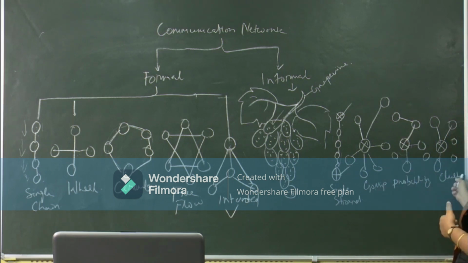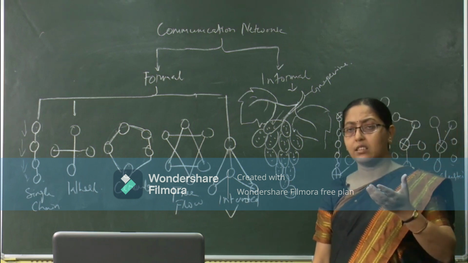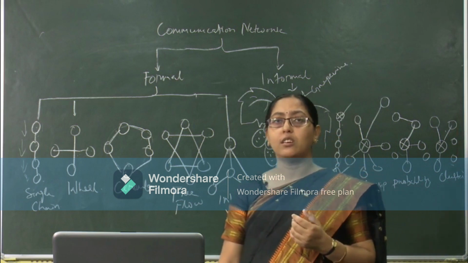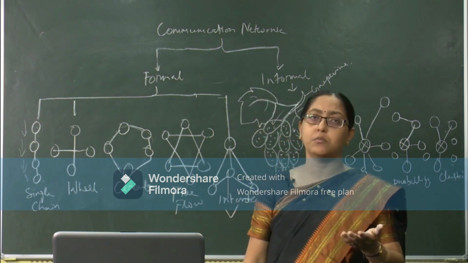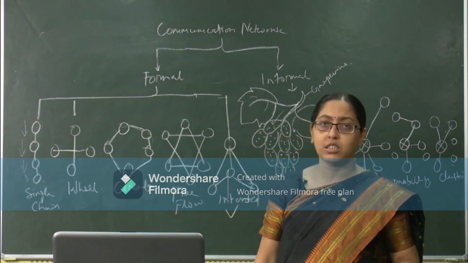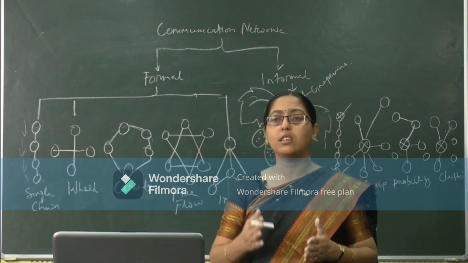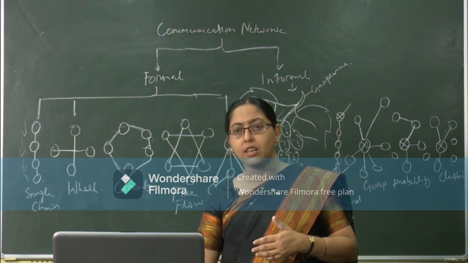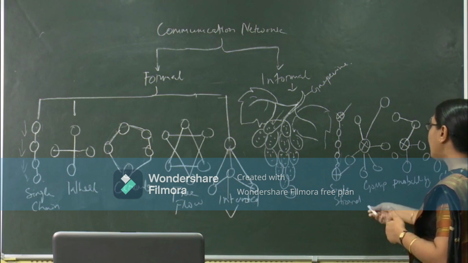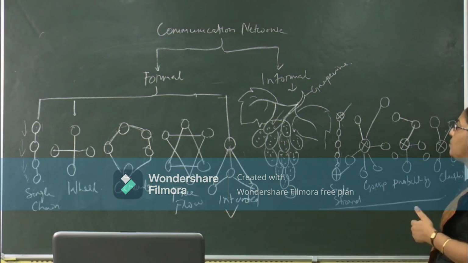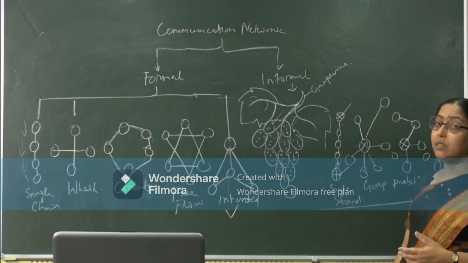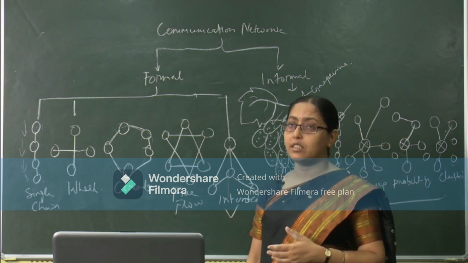The last one is the cluster. A cluster is a very secret group, where people communicate only when they trust the other person. Otherwise they never communicate the secrets of the organization or any information they want to pass on. So these are the informal channels through which messages are circulated in organizations.